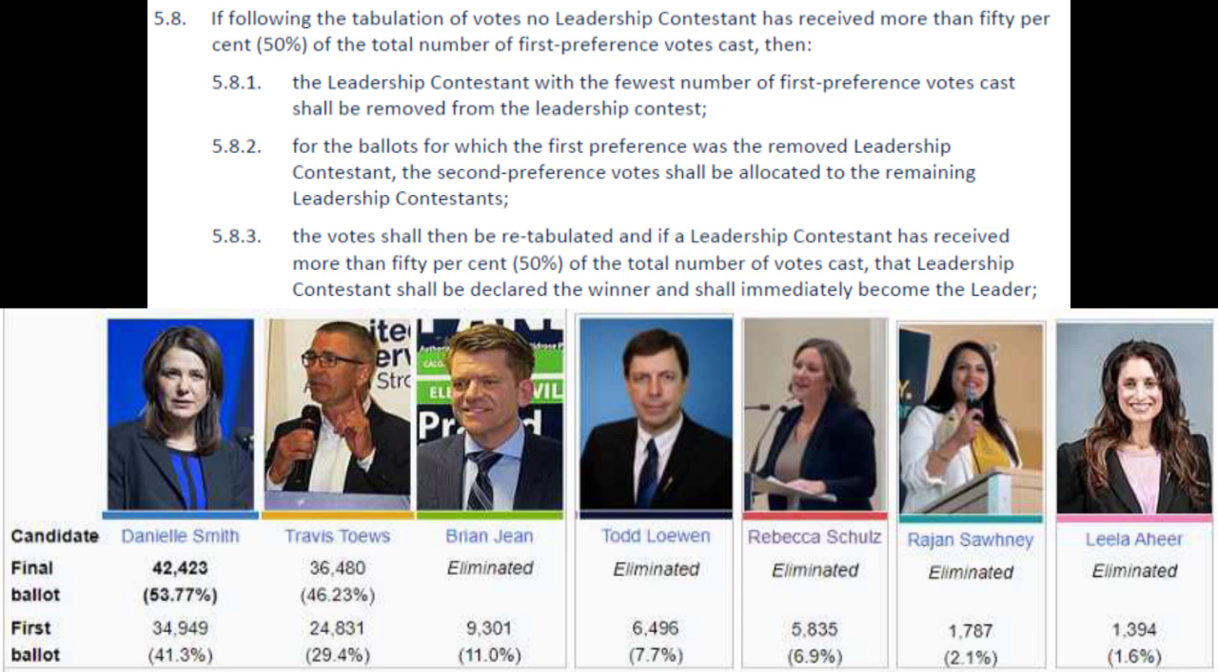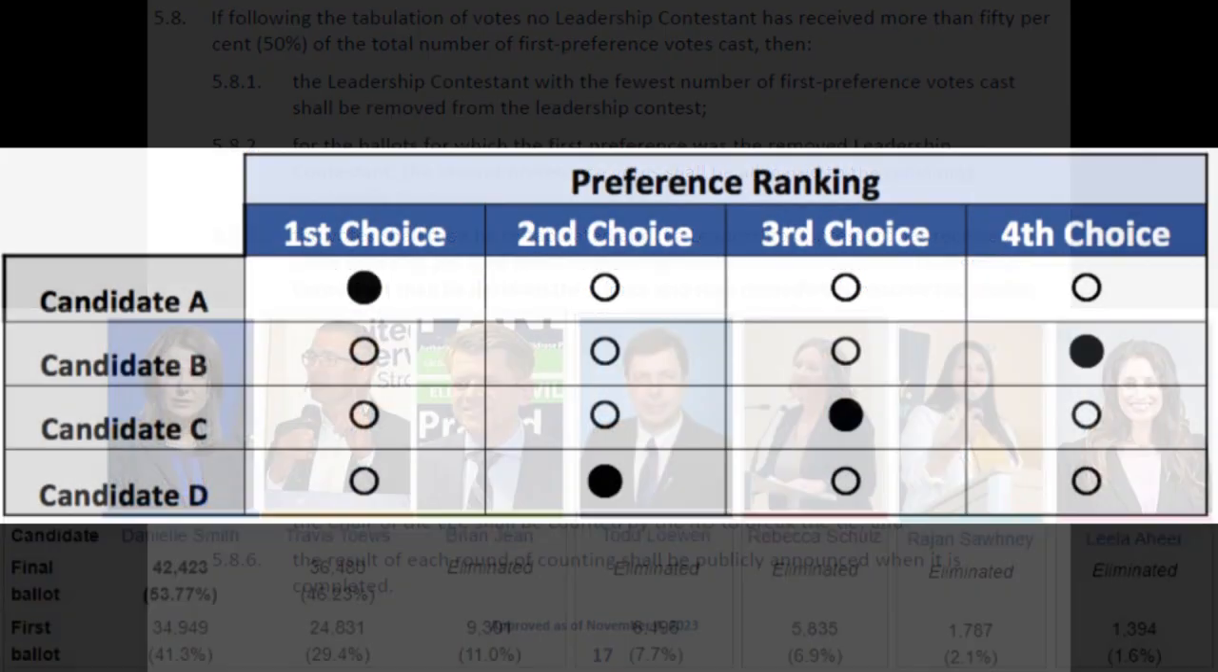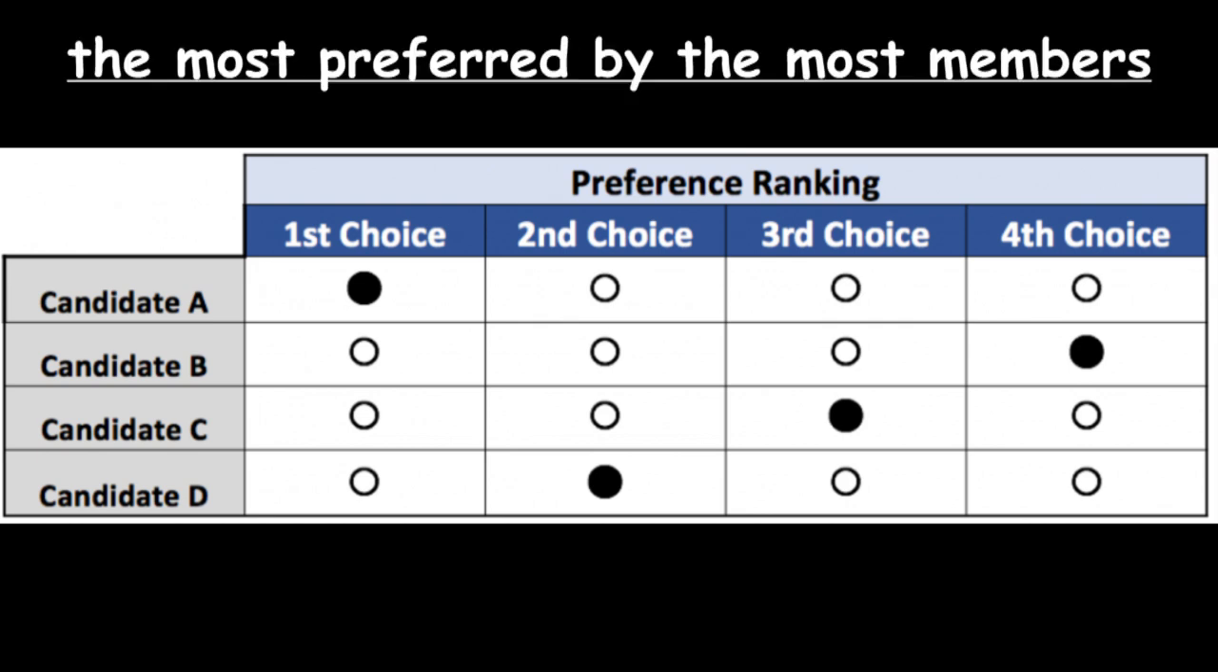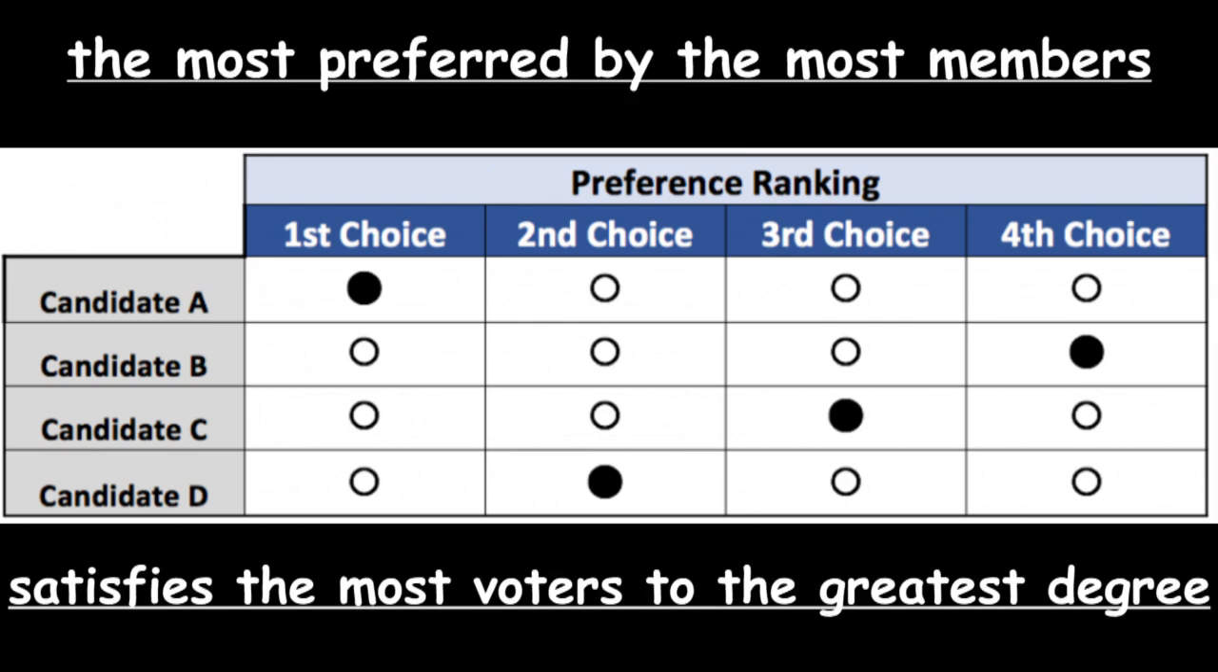Here's how it played out in their 2022 leadership election. While Danielle Smith had the most votes initially, she had to be a higher alternate choice than Travis Taves of many members, which she was, so she ended up winning the election. The ranked ballot process showed that her popularity with members over Travis Taves was not as high as the first round voting indicated. The theory behind ranked ballots is that they encourage candidates to be less polarizing, and the intention is to select the person that's the most preferred by the most members, or phrased differently, satisfies the most voters to the greatest degree.